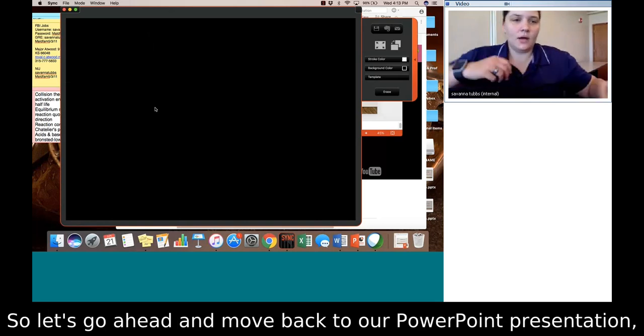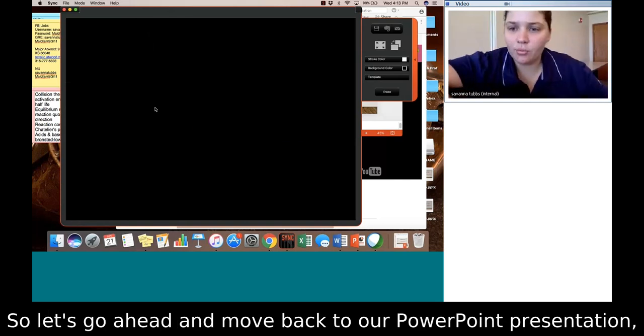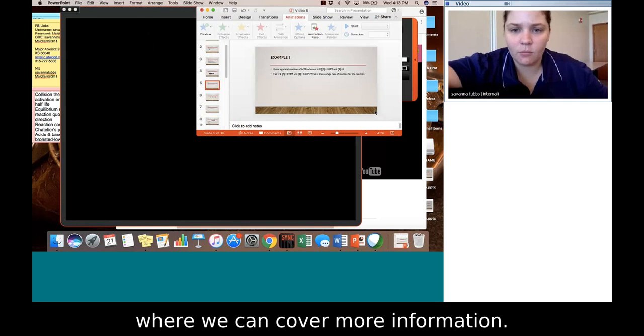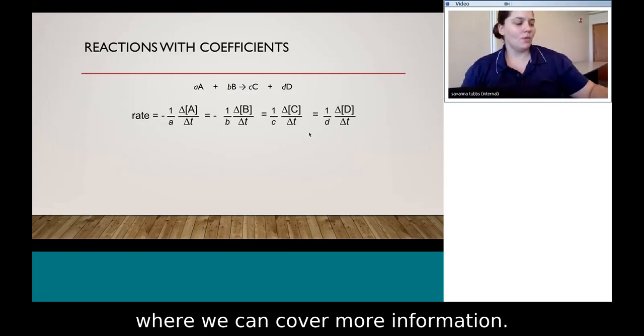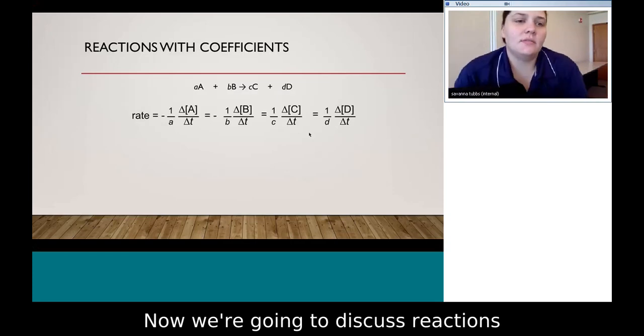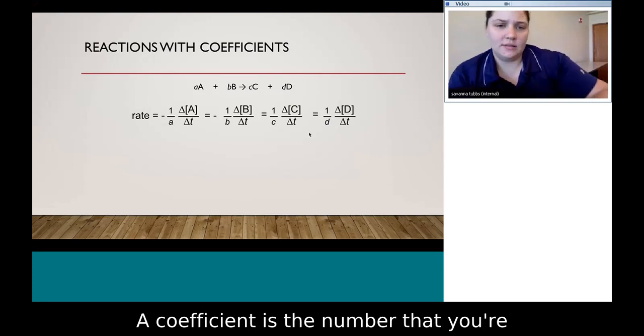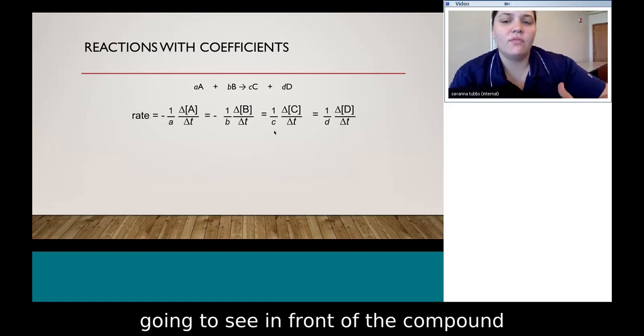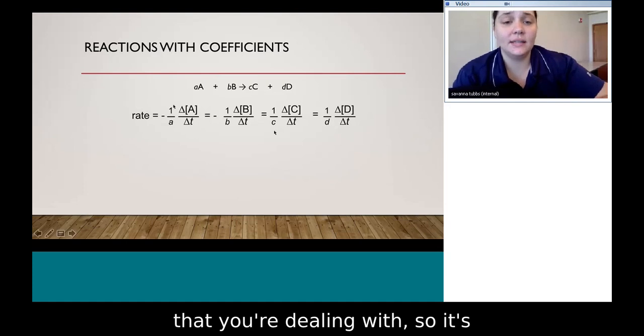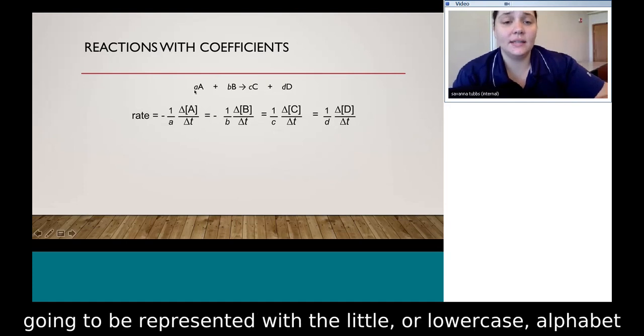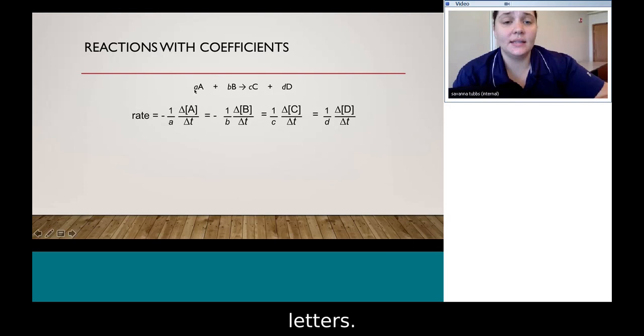So let's go ahead and move back to our PowerPoint presentation where we can cover more information. Now we're going to discuss reactions that have coefficients. A coefficient is the number that you're going to see in front of the compound that you're dealing with. So it's going to be represented with the little or lowercase alphabet letters.